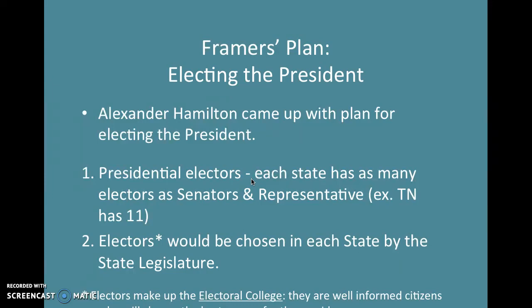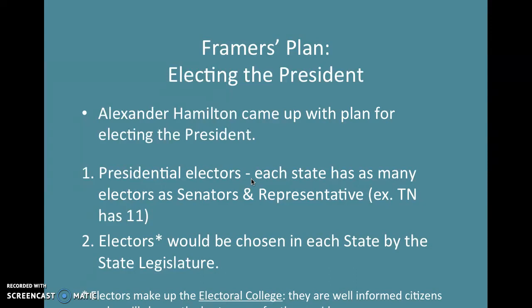All right, so here's what we've got. Alexander Hamilton came up with the plan for electing the president. When the framers put the Electoral College in the Constitution, they weren't 100% sure what it was going to look like. So they gave the plan to Alexander Hamilton. They gave him the job of putting it together. So you will see this on page 366 and in the notes.